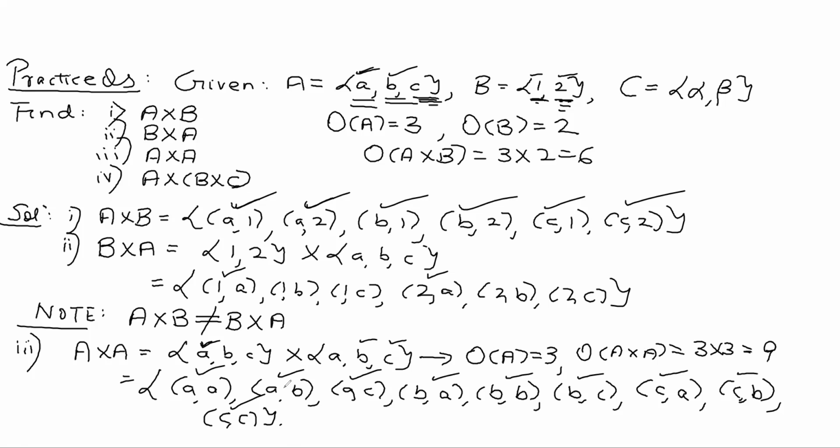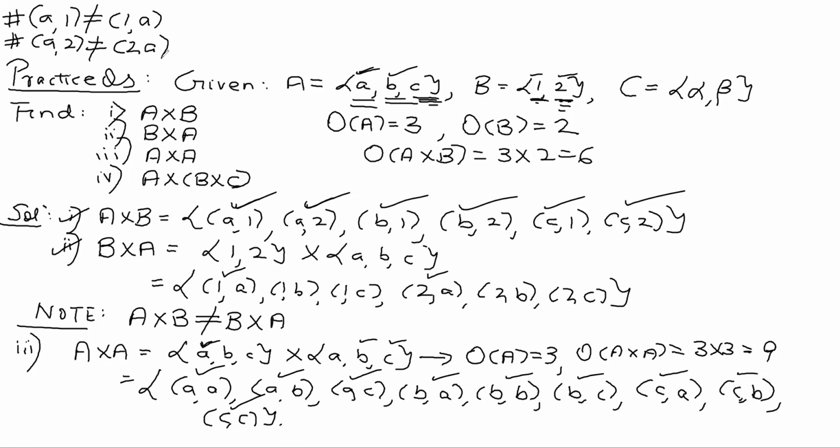Also, why is A cross B not equal to B cross A? Because the internal order is disturbed. When I talk about internal order, it means the terms in the brackets. (a,1) is not equal to 1,a. The two are different. Similarly, the ordered pair (a,2) is not equal to (2,a). So that is what all students need to understand. A cross B is not equal to B cross A.